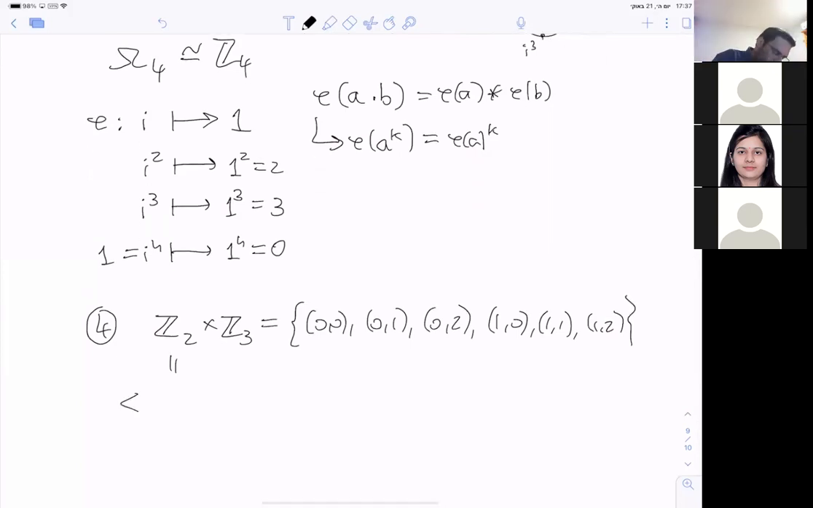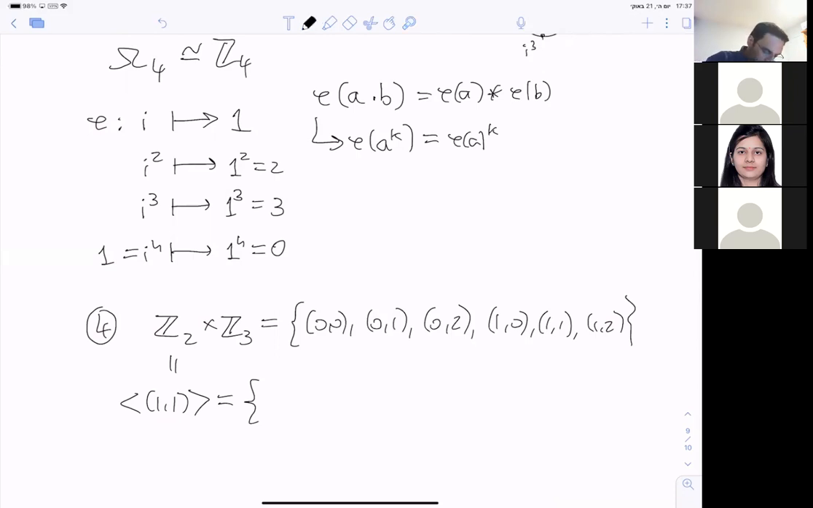Okay, this is being generated by this element. Let us see why. Because first we have to remember that every element to the power of 0 is just E. It's like taking it to the power of 1 and multiplying by -1.